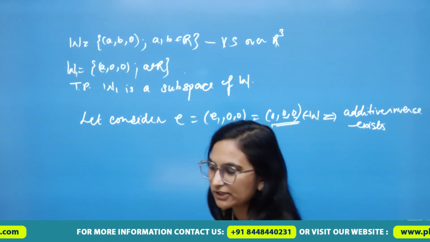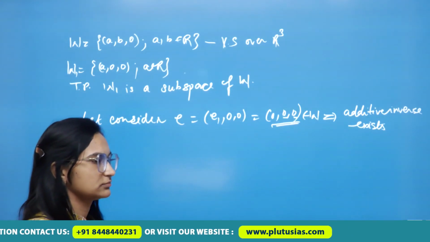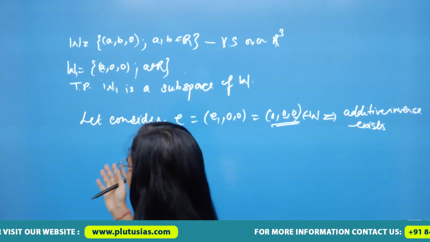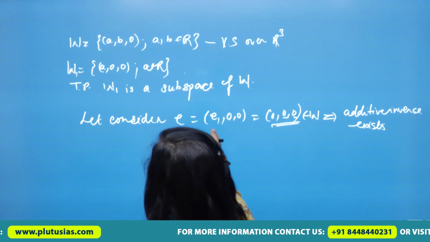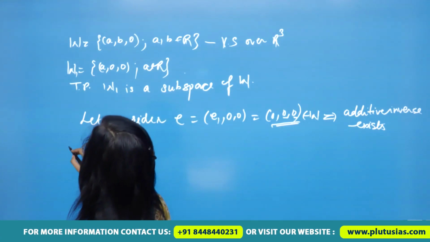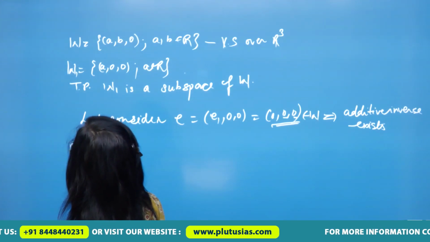Good. Next we need to prove that the multiplicative inverse also exists. No, we don't need to prove the multiplicative inverse. We have to prove additive. We had proved the additive identity exists, and we have to prove the additive inverse. The additive inverse we need to find out.